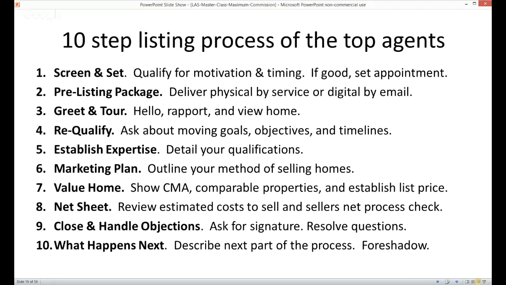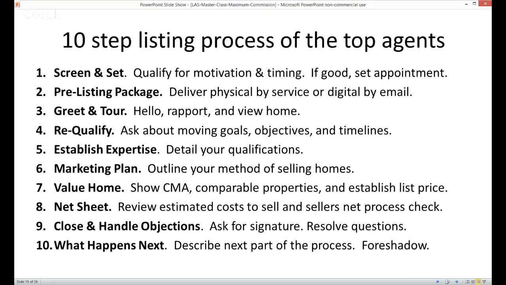They do a meet and greet when they get to the property to set that rapport, and then they re-qualify to make sure that seller is really motivated. They establish the expertise that they are the expert. They go into their marketing plan on how they're going to get that home sold. They value the property to show what value, either range or absolute amount, the property should be. Then they go through a net sheet to show what the costs are associated with the sale so people know what they're going to walk out of closing with.